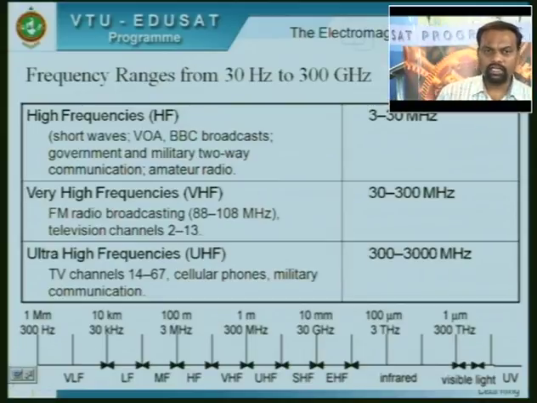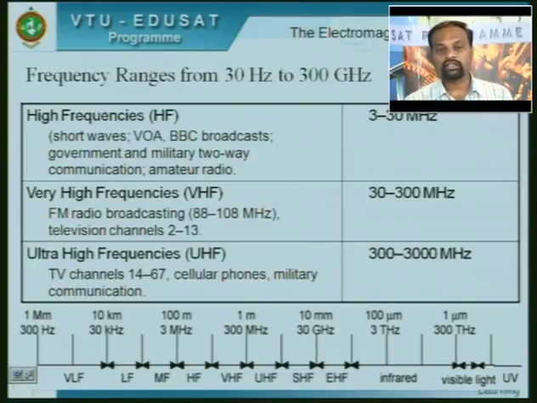Now we also have another band of frequencies called ultra high frequencies, where the TV channels operate, from 300 megahertz to 3000 megahertz. That's also a very important terminology to understand, because if somebody asks what is the operating frequency of our cellular phones, mobile phones, it is in the range of 300 megahertz to 3000 megahertz. BSNL operates at 900 megahertz, and Vodafone operates in the range of 900 megahertz to 1800 megahertz. This is another very important factor to be remembered.